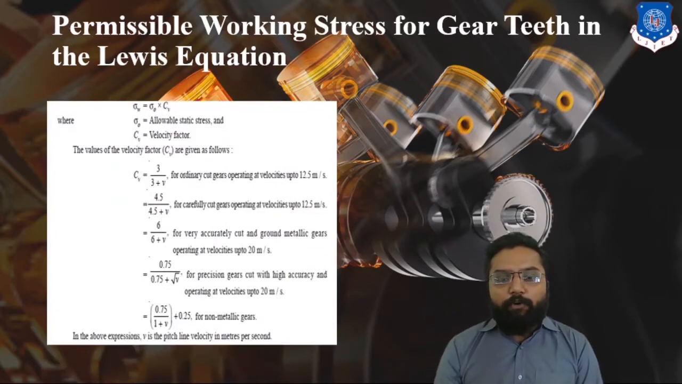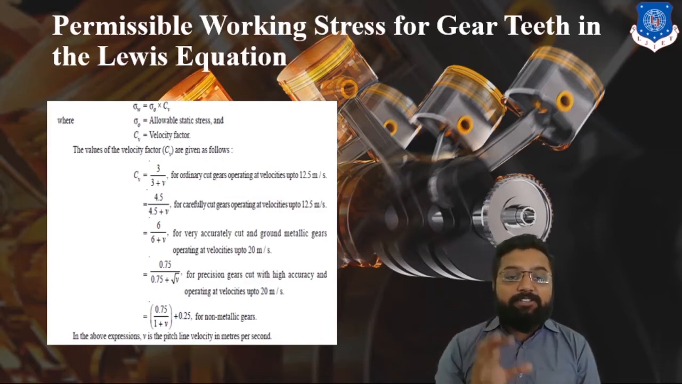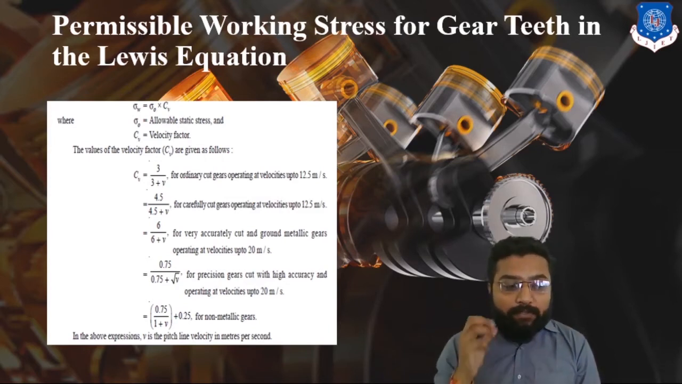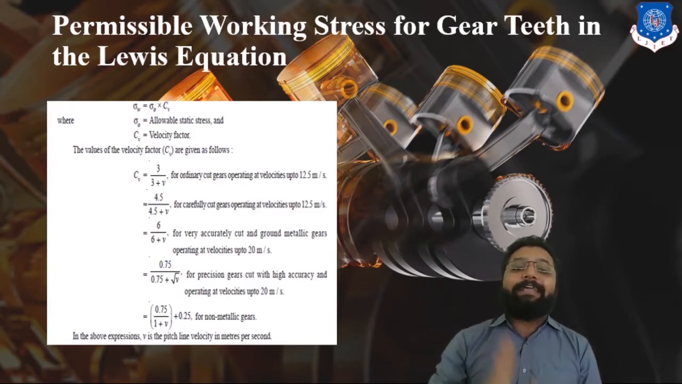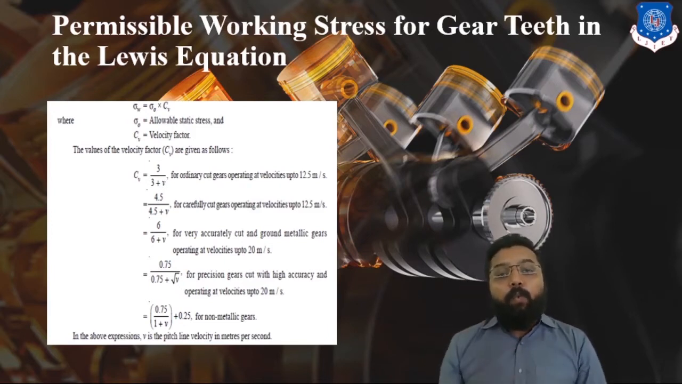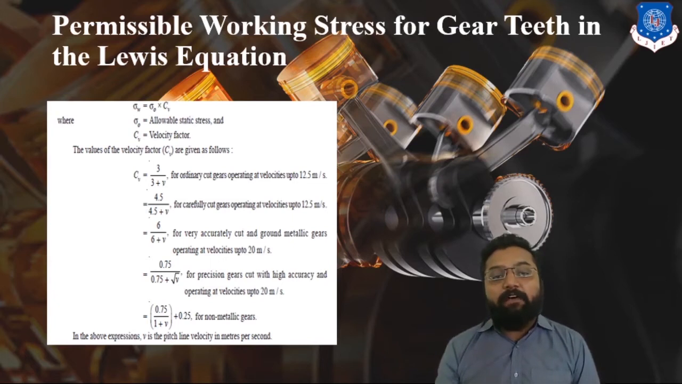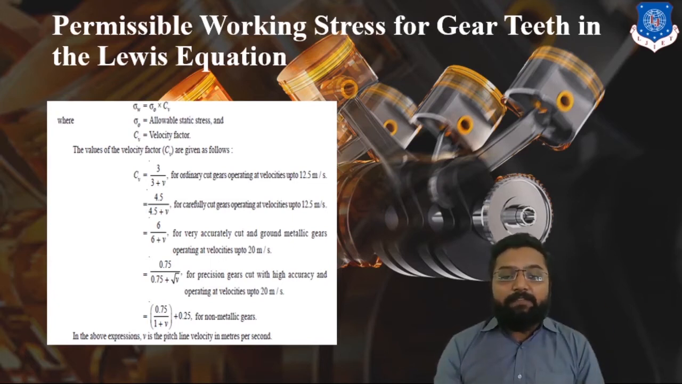So what is a permissible stress? Permissible working stress is not going to be a real working stress. That is just assumed, or you can say a stress which is derived depending on its geometrical criteria. While it's working, we have to consider velocity as another factor. Here we multiply our direct stress with the velocity factor, and then we can find this working stress sigma w. So sigma w is allowable stress into velocity factor.